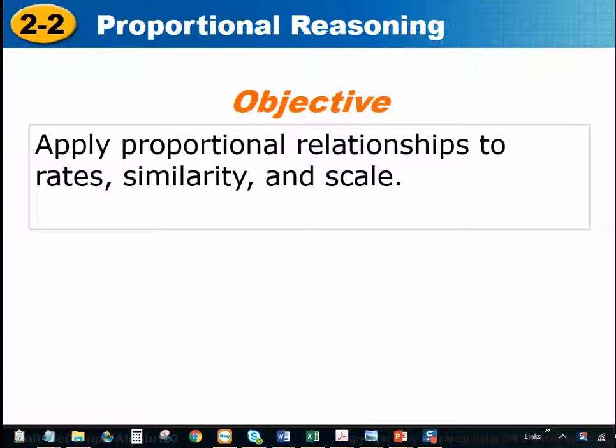Hello, this is Ms. DB, and today we're going to talk about Chapter 2, Section 2 on proportional reasoning. So we will be using proportions and rates and similarity and scale. This section reviews several topics from both algebra and geometry and kind of pulls them together as one review section.